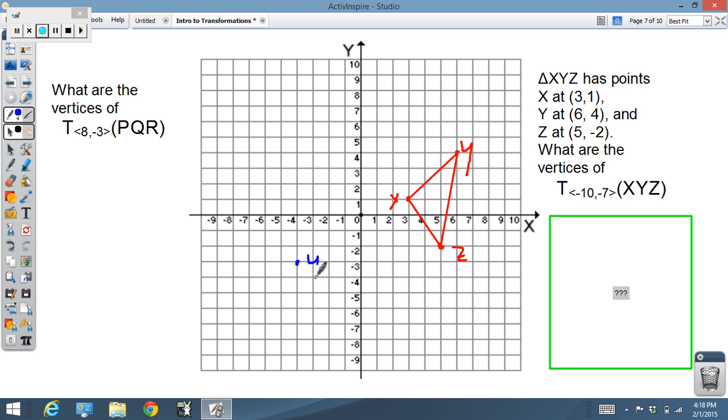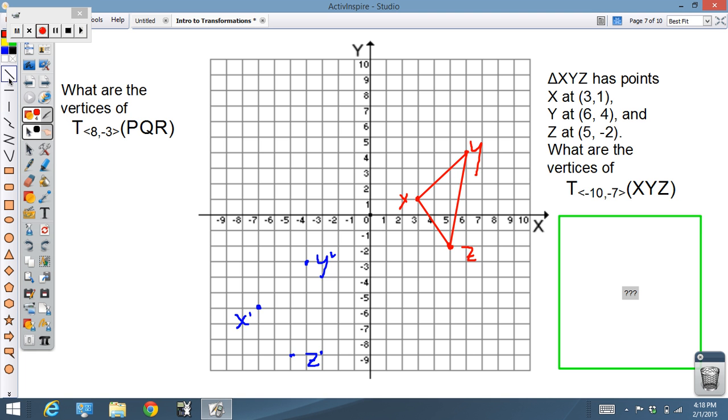for Y prime. Okay, for X, I'm going over 10, down 7. There's X prime. And for Z, I'm going over 10, down 7, puts me down here, for Z prime. Okay, and there we go. There's triangle X prime, Y prime, Z prime.